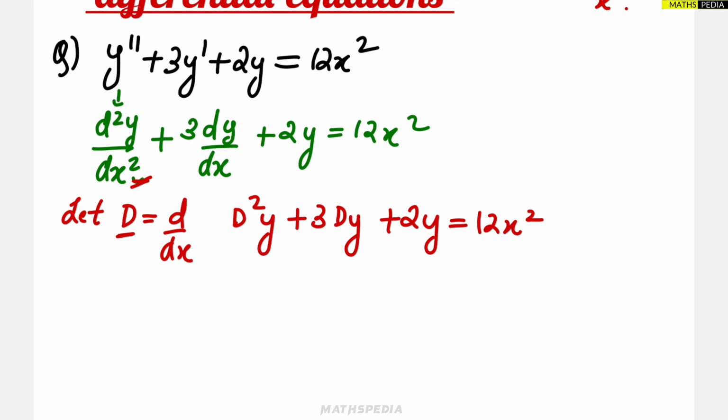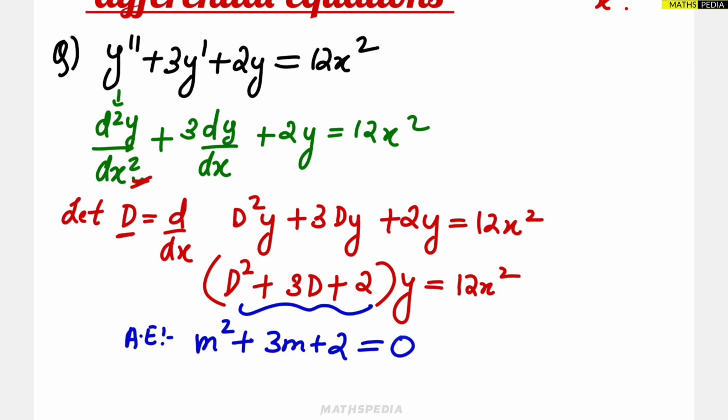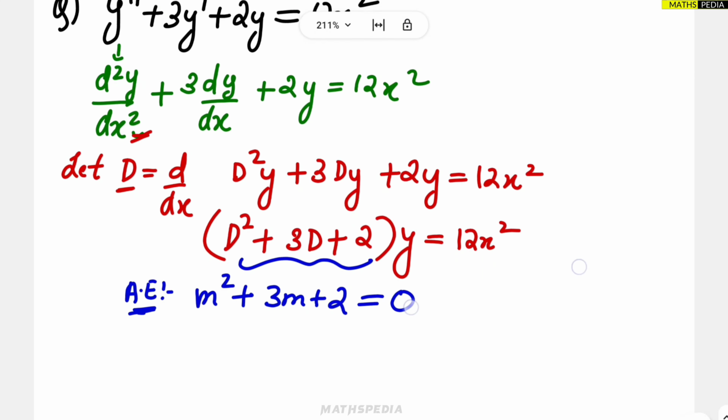Now after this we have to form the auxiliary equation. Before that you have to take y common. So it will be (D square plus 3D plus 2) y is equal to 12x square. After this you can form the auxiliary equation. How to form it? Whatever is there inside the bracket after taking y common, you have to substitute m in place of D: m square plus 3m plus 2 is equal to 0. That is the auxiliary equation, equated to 0.